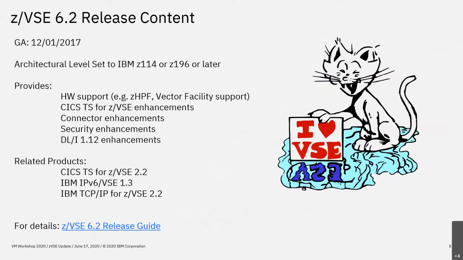With VSE 6.2, we did an architectural level set to C114 or C196 or later. It provides hardware support like high performance FICAN or SMD, also known as vector facility support. There was development in KICS, like the KICS Explorer or channel and container enhancements. We had security enhancements in the basic security manager or LDAP sign-on, and many more. For more details, please see the VSE 6.2 release guide.